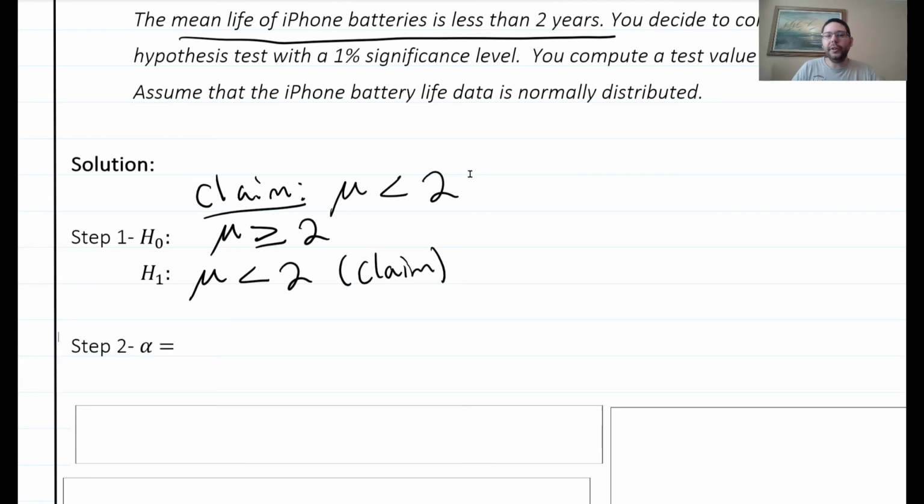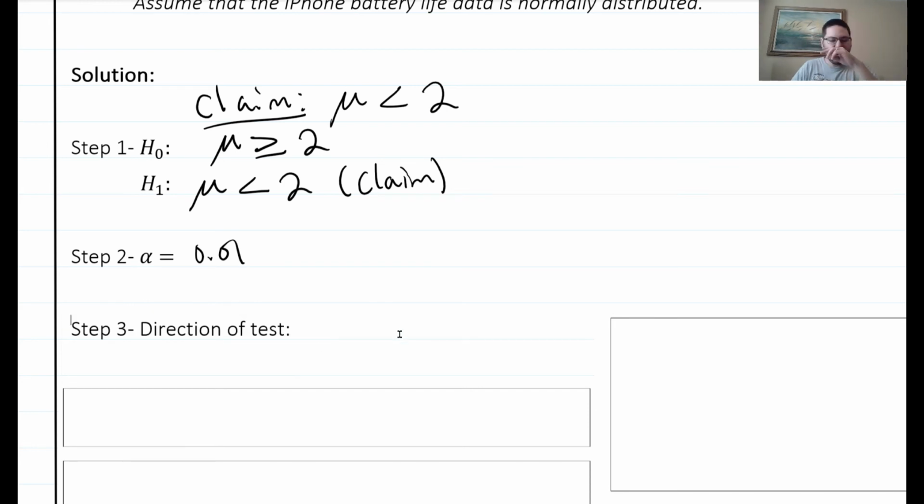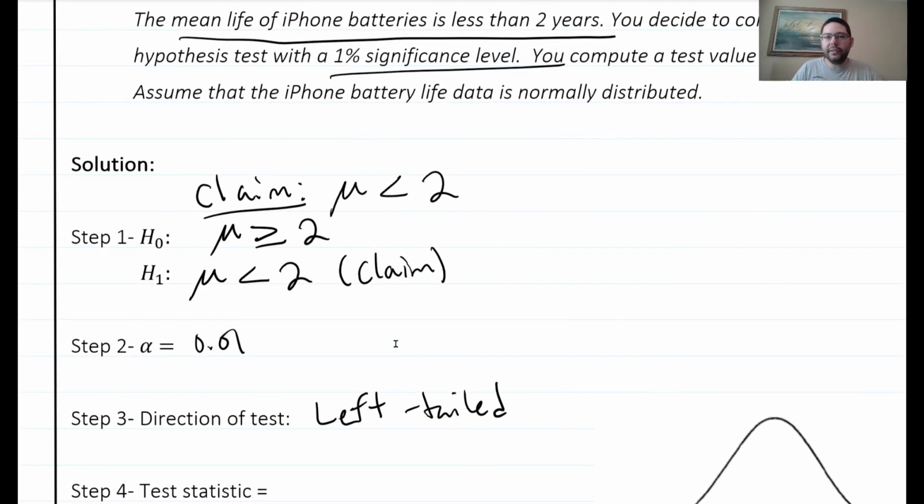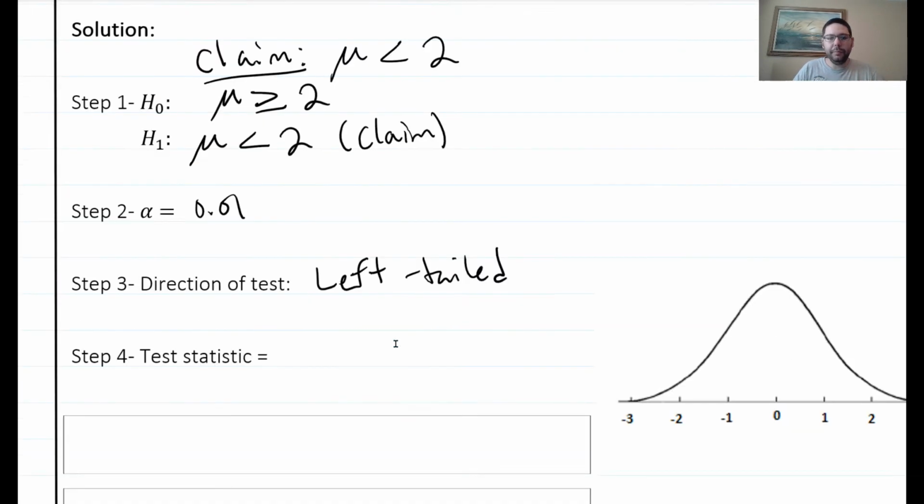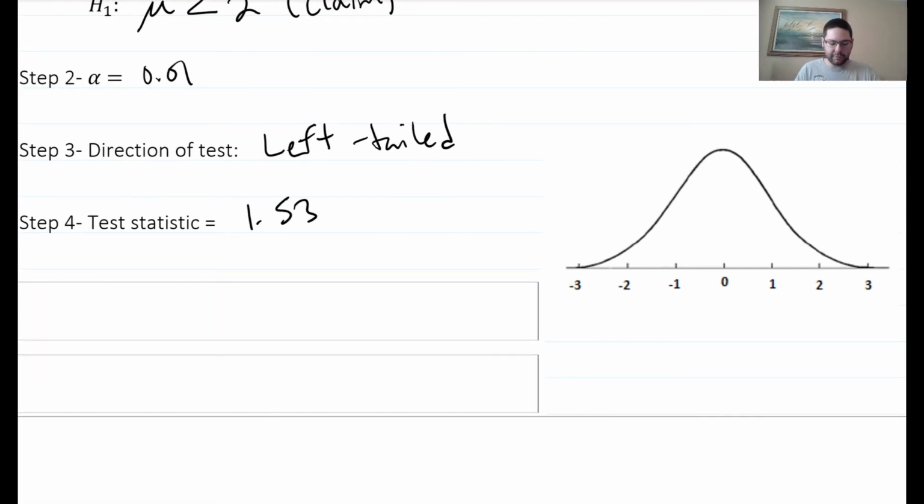Step 2, our alpha. It says you want to use a 1% significance level, so 0.01. Next step, direction of the test. Since the alternative is less than, that means it's a left-tailed test. So we're going to go ahead and draw our bell curve, normal distribution. Test statistic, they said, was 1.53. They call it a test value, same thing.